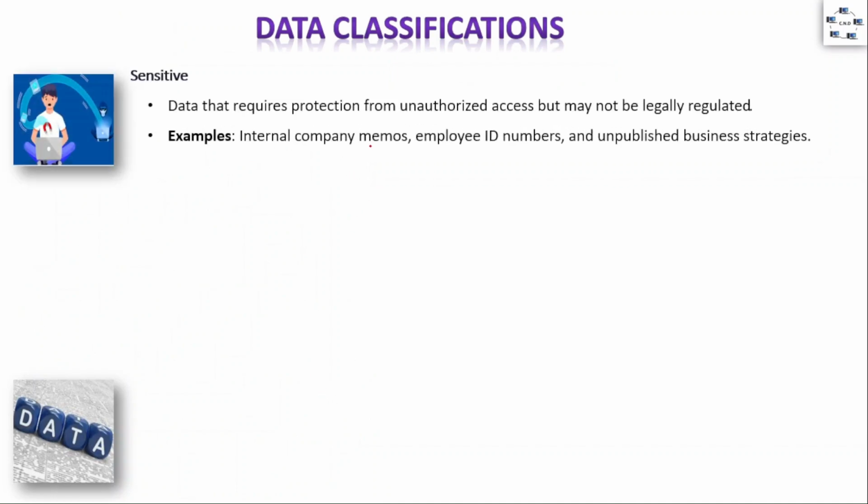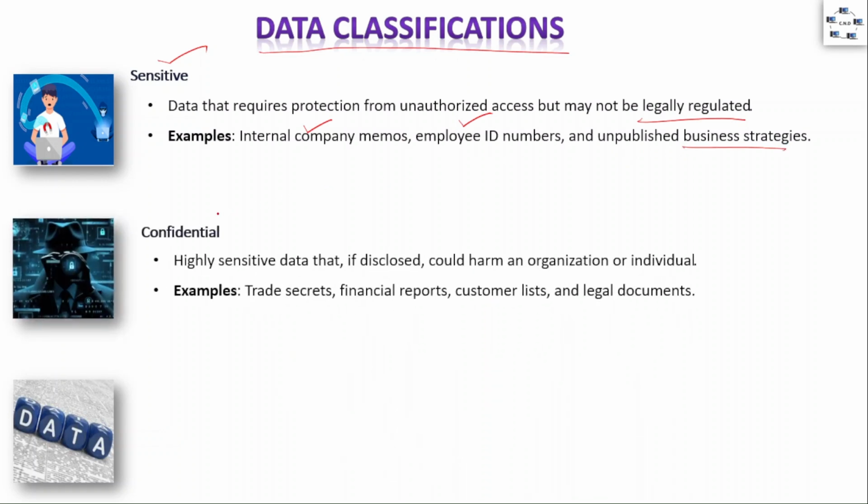So now data classification, and data can be classified based on its sensitivity levels, and these include the sensitive data, which includes the data that requires protection from unauthorized access but may not be legally regulated. Examples include the internal company memos, employees ID numbers, and unpublished business strategies. Another is, so we are going from lower sensitivity to a higher sensitivity. So confidential is more sensitive than the sensitive.